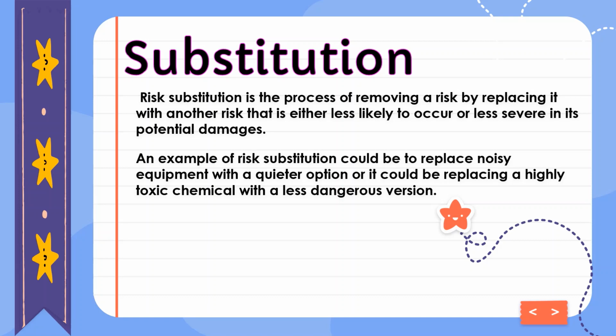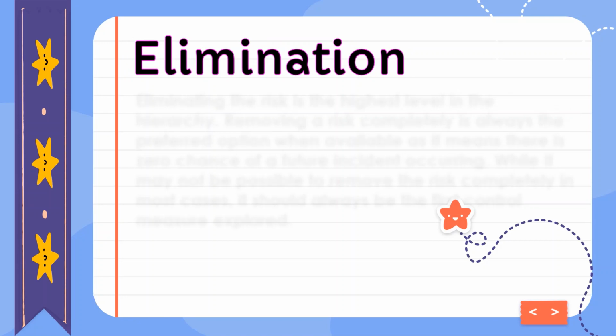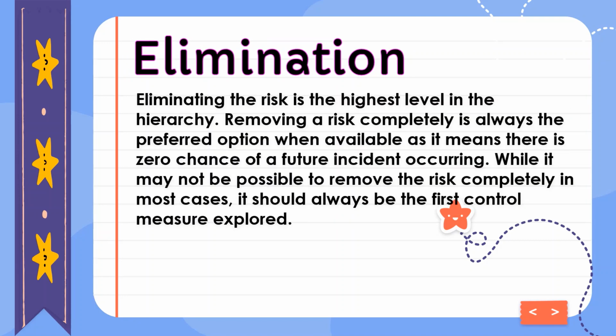The highest in the hierarchy of control is the elimination. Eliminating the risk is the highest level in the hierarchy. Removing a risk completely is always the preferred option when available, as it means there is zero chance of a future incident occurring. While it may not be possible to remove the risk completely in most cases, it should always be the first control measure explored.